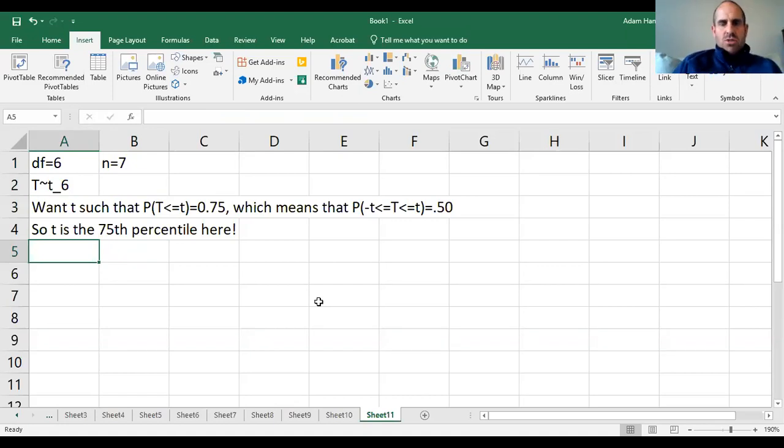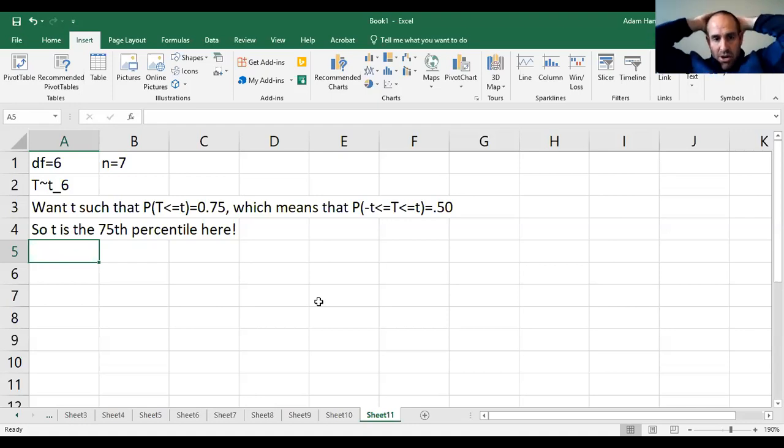We wanted a value little t such that the probability that capital T is less than or equal to little t is equal to 0.75. So that means 75% of the data is to the left of this thing. And we said, look, because the t distributions are symmetrical, if I go from t down to minus t, since I know 25% of the data is above little t, then 25% of the data is below negative t, and therefore the probability that capital T is between those two cutoffs is going to be 50%. So little t is really the 75th percentile. We've talked about that before.